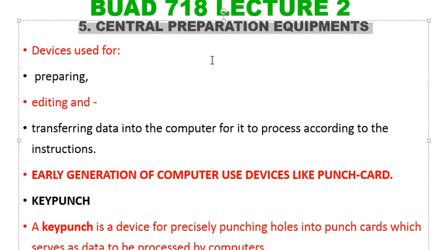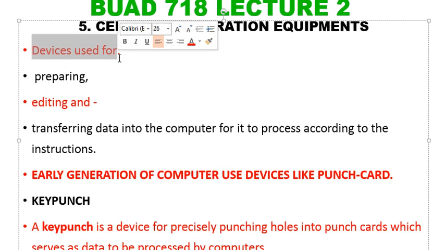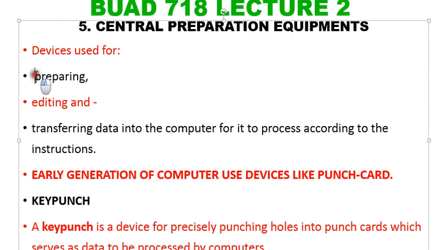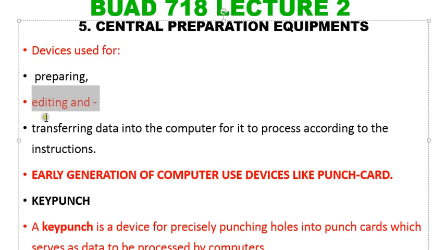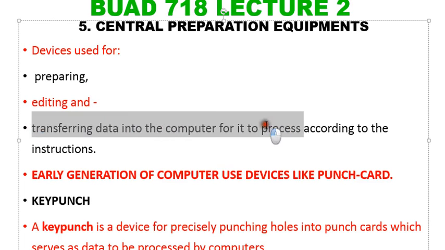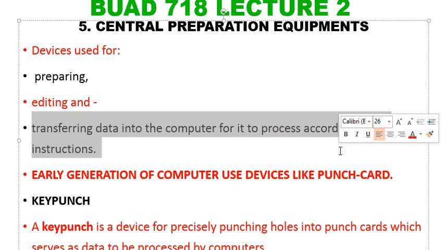What are these central preparation equipments? These devices were used, and I say were used because these devices are no longer in use. Therefore, what we are doing today is also a part of the historical development of the computer. These devices are used for preparing data, for editing data, and for transferring that data into the computer according to the program written on the devices that contain the information.